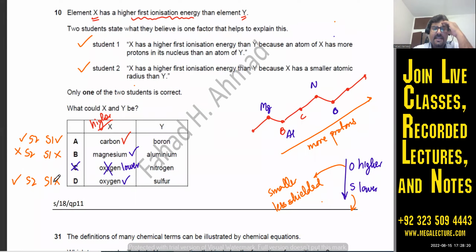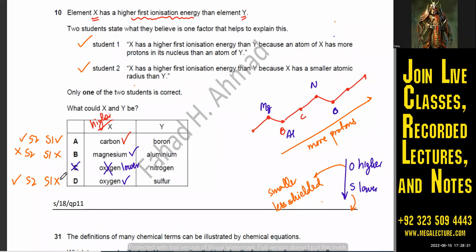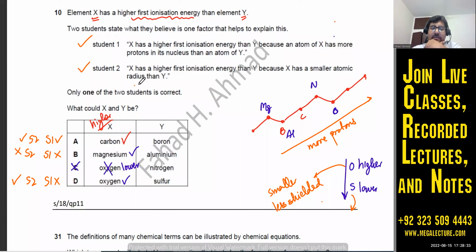So are the explanations clear, that we tried to match the explanation why the first one had a higher ionization energy compared to the second one? Is this clear? Yes, sir. So final answer, only one of the two students is correct. So what could X and Y be? Whereas only one of the two students is correct, that's going to be option D.